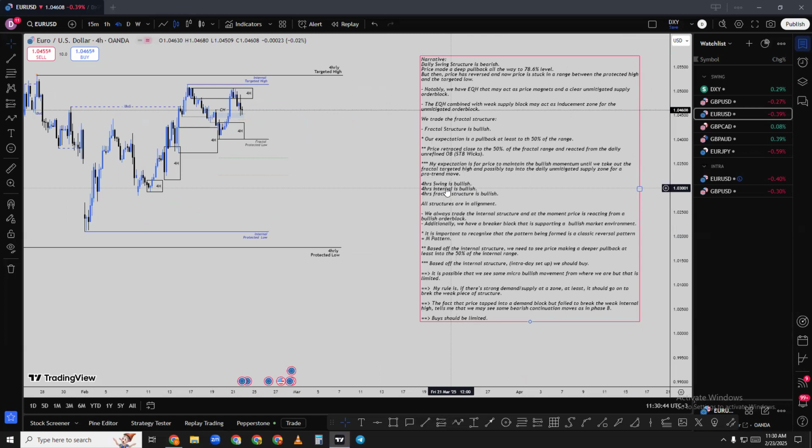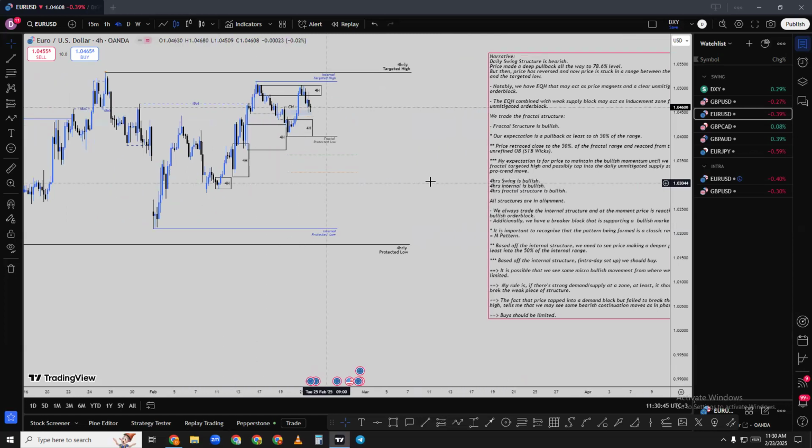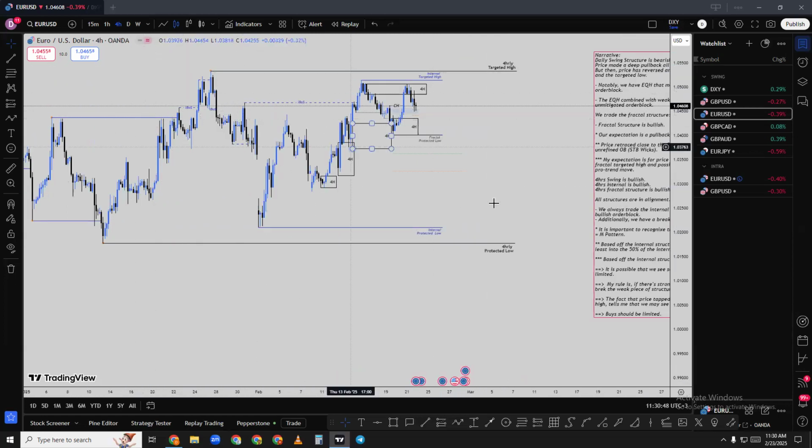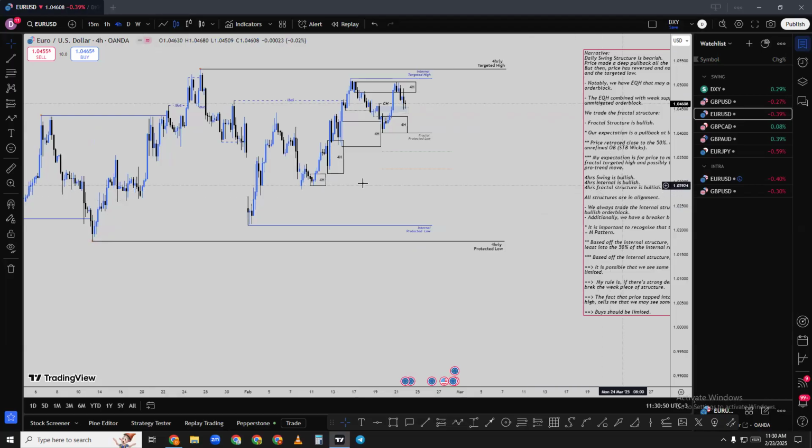So now the 4 hours swing is bullish. This is where we broke structure to the upside. So the 4 hours is bullish. The internal is also bullish. This is where we broke structure to the upside also, and the fractal is bullish.